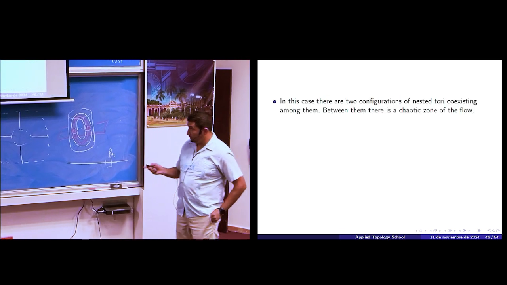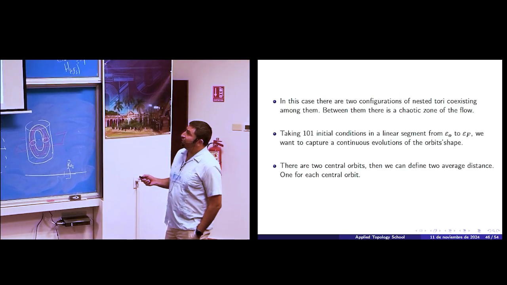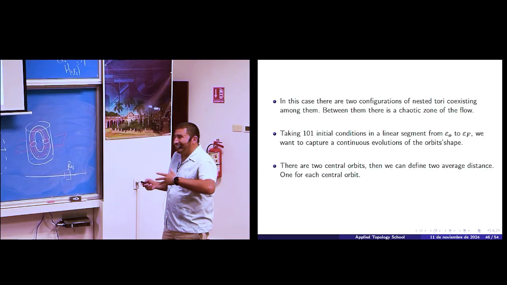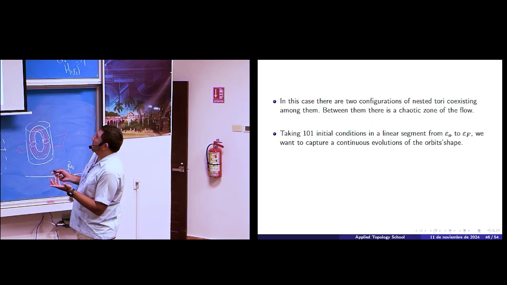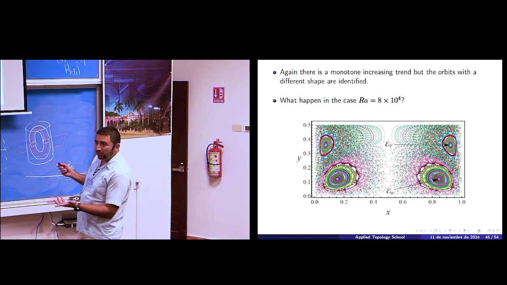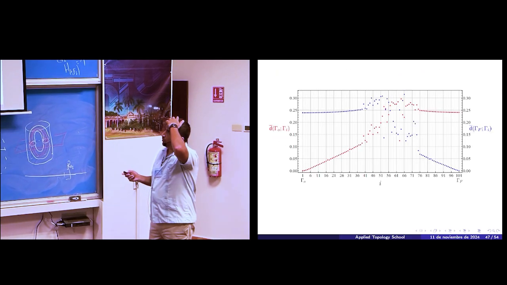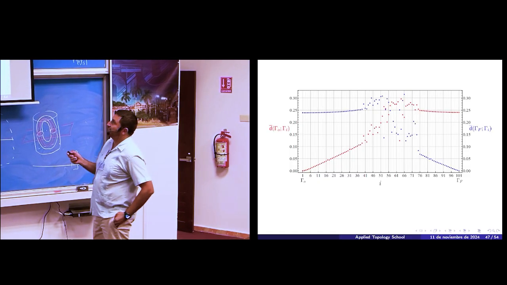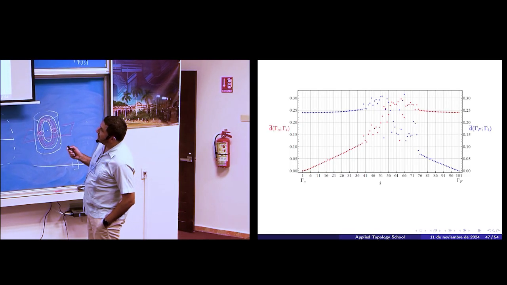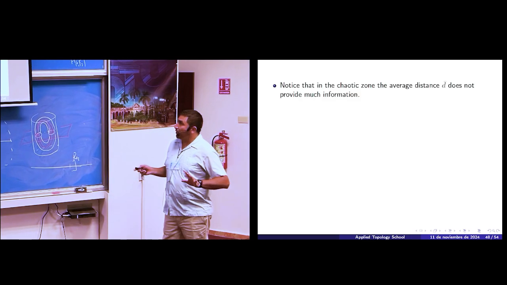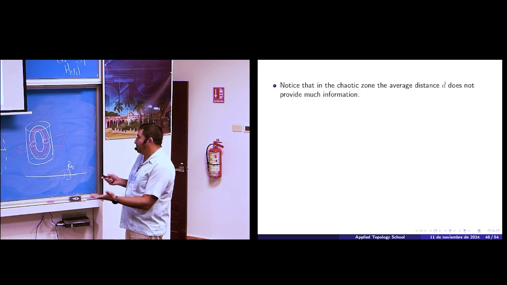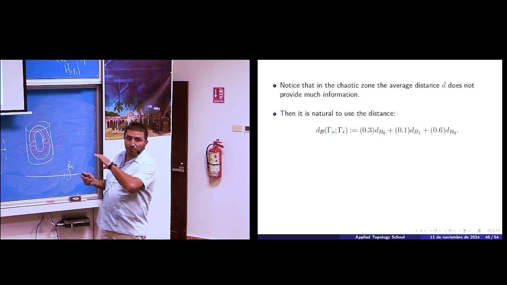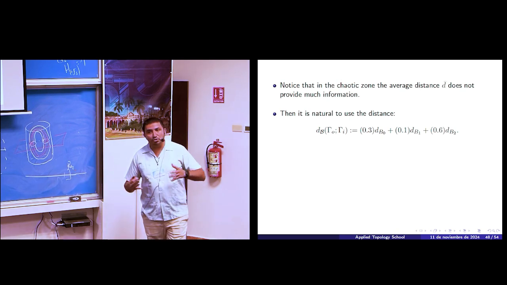Okay, then there are two central orbits, and we can define two average distances to the central orbit, to this one or to this one. First of all, these are the average distances. Obviously, we have a predictable trend in these regions, but in the chaotic zone there is not a predictable trend. Notice that in the chaotic zone the average distance does not provide much information, and we begin to use our metric or distance constructed with the bottleneck metric.